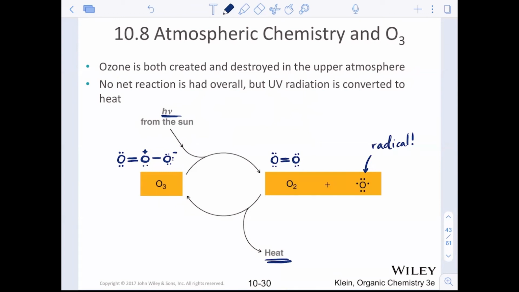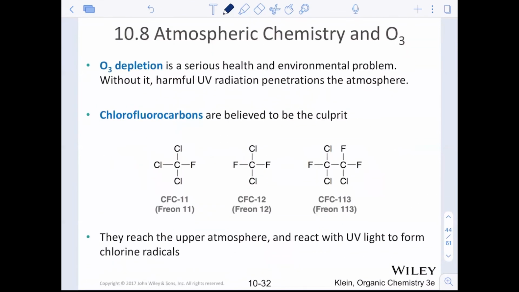UV light is a little more concentrated, and it actually can damage our skin and damage our biological processes. So we need ozone to be able to convert this energy of light from the sun into heat to warm our Earth and to warm us. This process is spontaneous because of the increase of entropy. However, ozone depletion is a serious health and environmental problem. Without ozone, the UV radiation would penetrate our atmosphere and wreak havoc on everything.